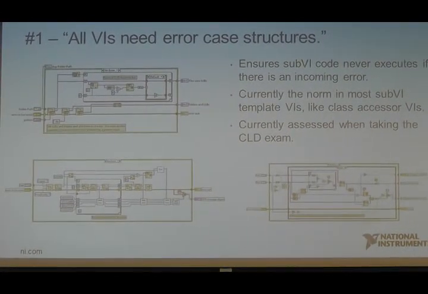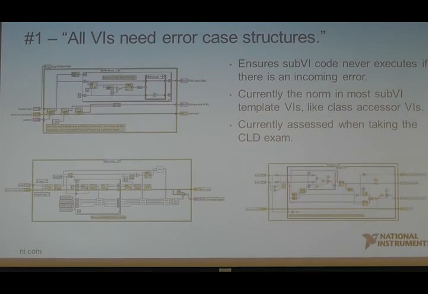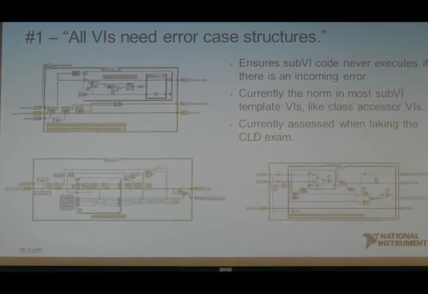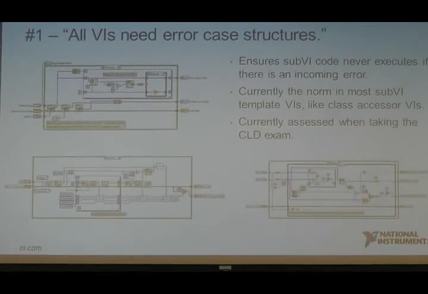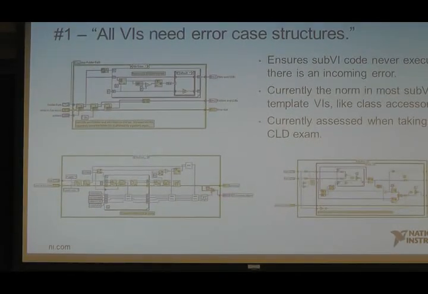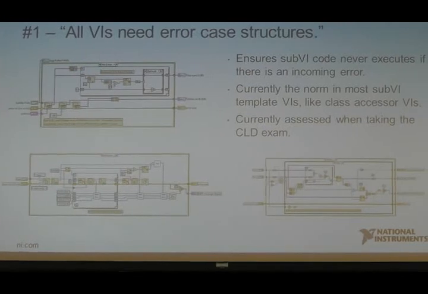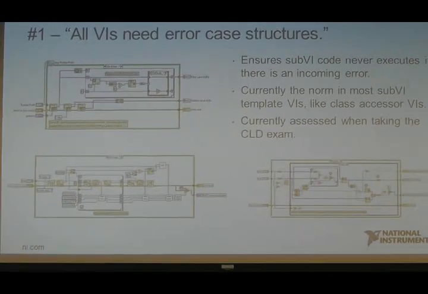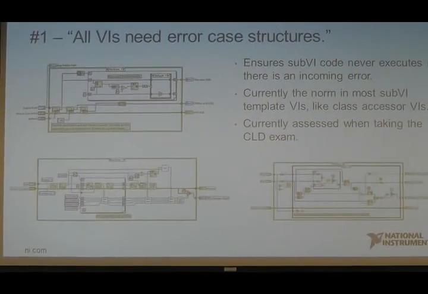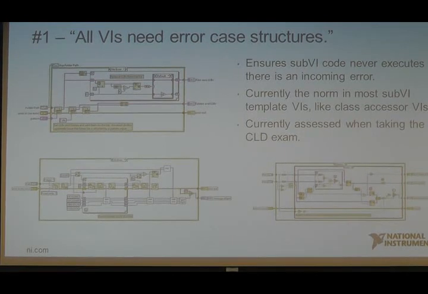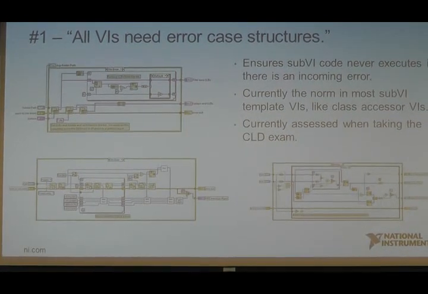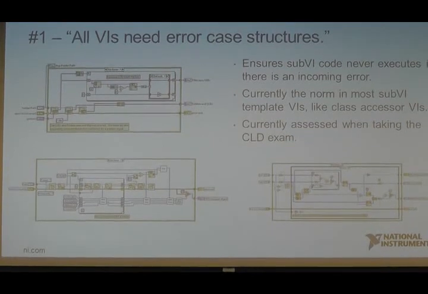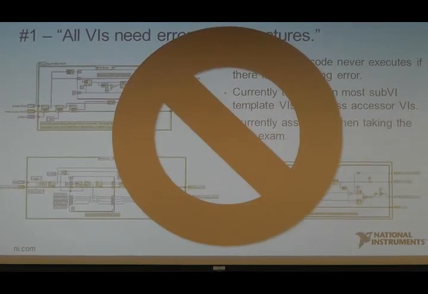Well, there's a few reasons, right? We want to make sure that the sub-VI doesn't execute if there's an incoming error. That probably makes sense, right? Most of the templates that we have, like class accessors, already have that in them. That's part of the template. And actually, I assume that this is still the case. When you take the CLD, you actually get minus points if you don't wrap your code in an error case structure. Is that still the case? Correct. It should not be the case.